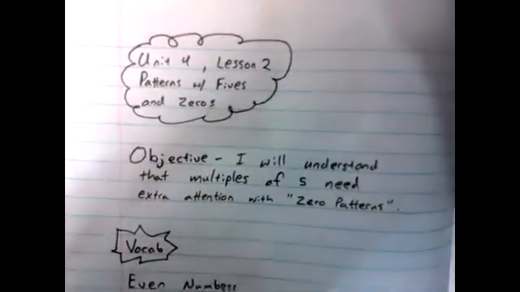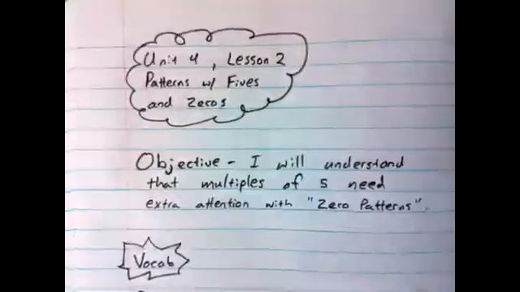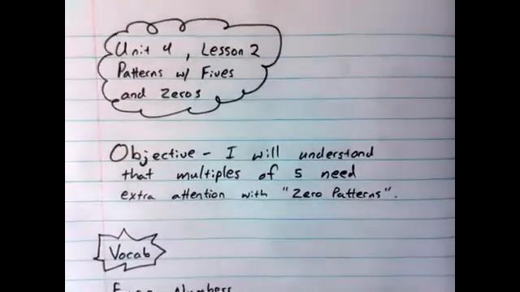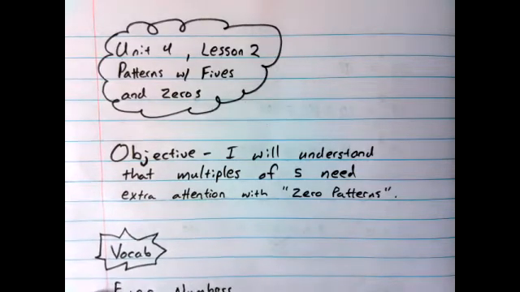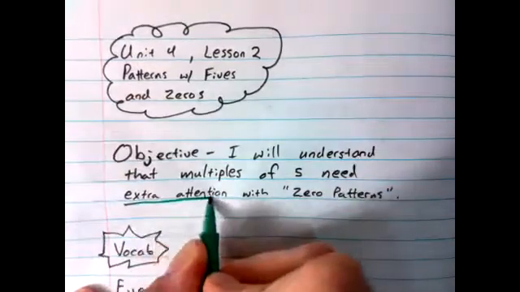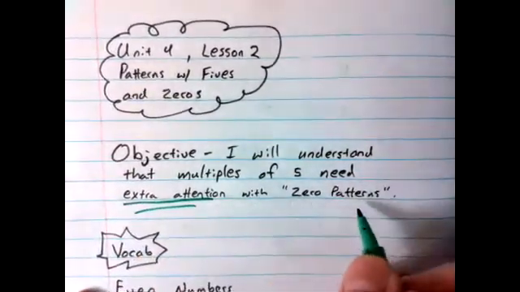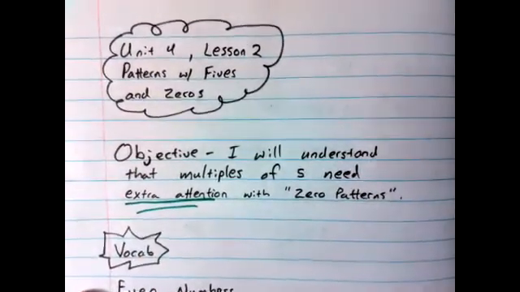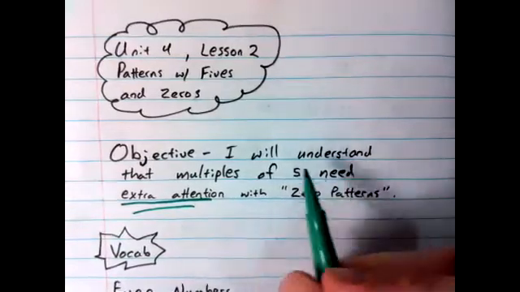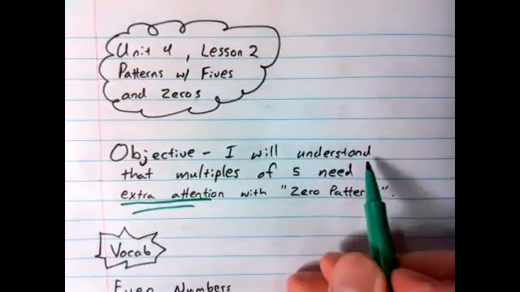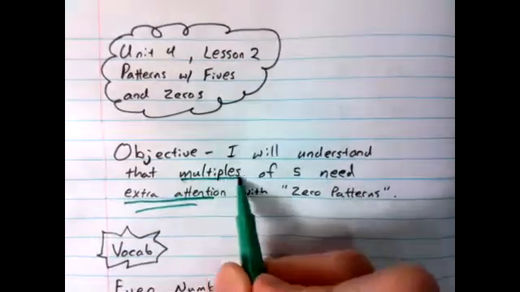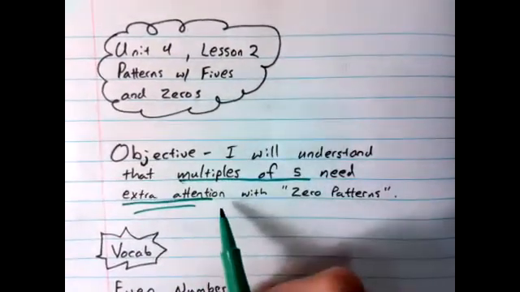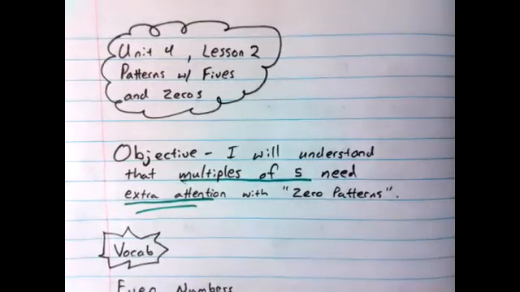Unit 4, Lesson 2, Patterns with 5s and 0s. Objective: I will understand that multiples of 5 need extra attention with 0 patterns. All right. So let's take a look one more time. I will understand that multiples of 5 need extra attention with 0 patterns.